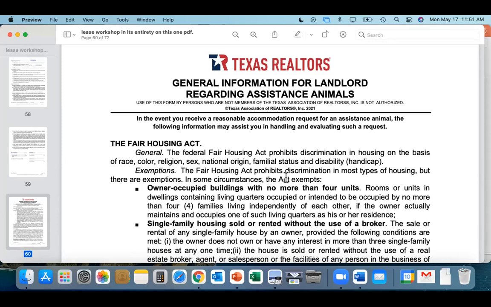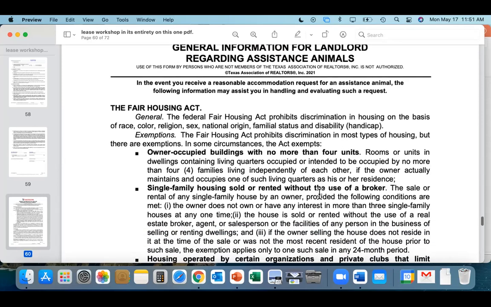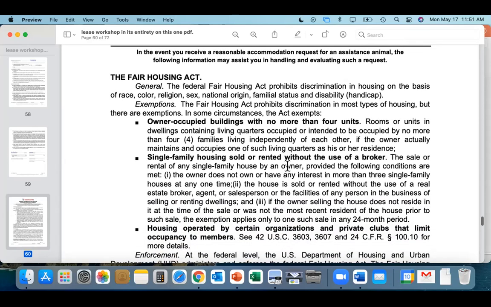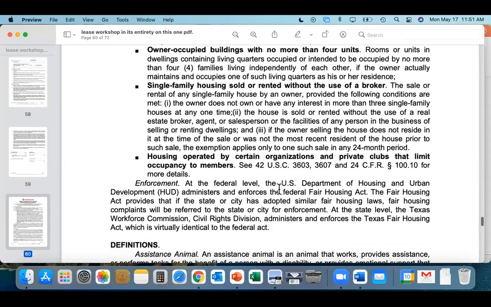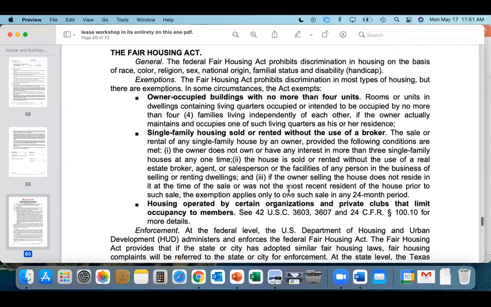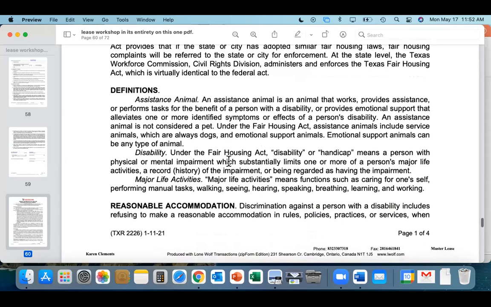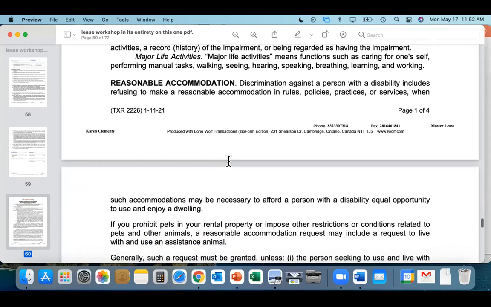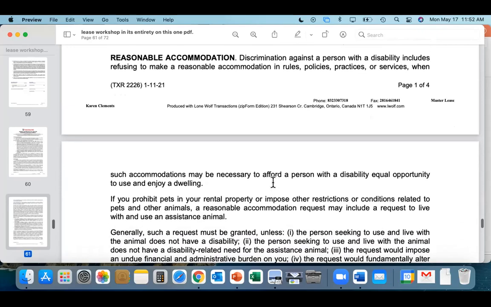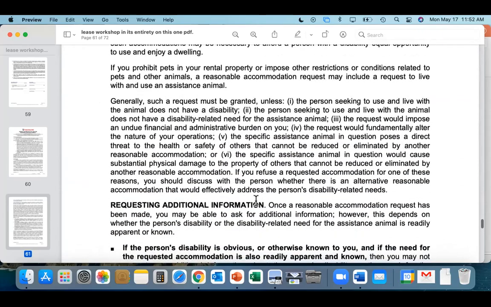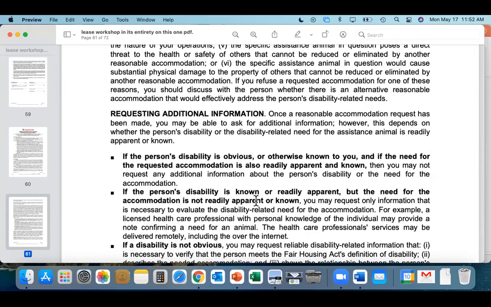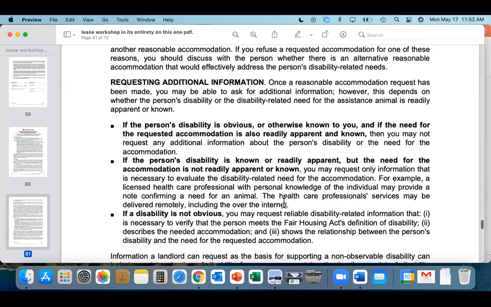This is a great form to give the landlord. General information for landlord regarding assistance animals. This also educates him on fair housing. This educates him on what he's required to do or not do if somebody comes to him with an assistance animal. So this kind of takes you out of the equation of having to have a difficult conversation with the landlord. This explains to the landlord his do's and don'ts regarding that. This is a really important form to give the landlord.